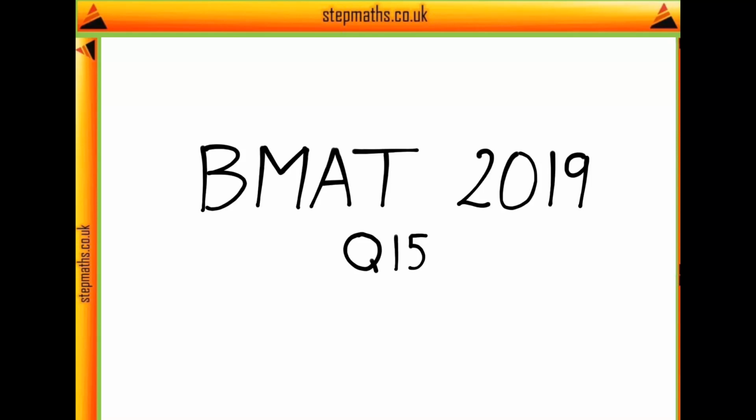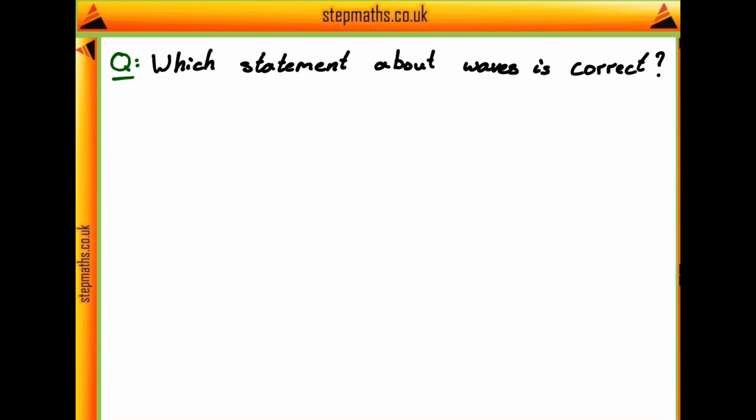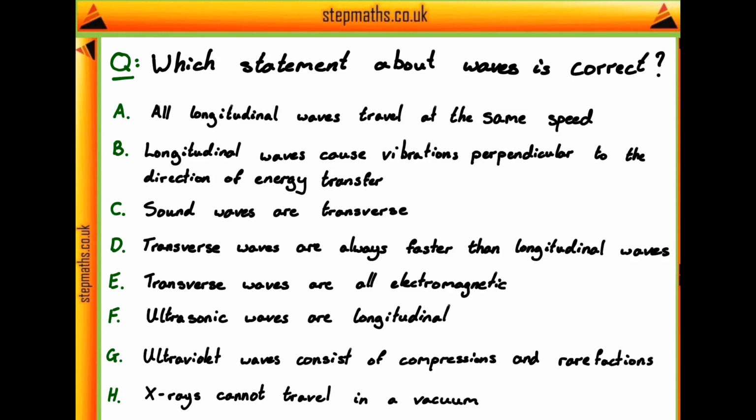Here we're going to look at question 15 from the BMAT 2019 paper. In this question, we're simply asked which of the following statements about waves is correct, and then we're given 8 statements. This might look a bit scary at first because we've got 8 different things to read, but we can go through them one at a time and try and work out an answer.